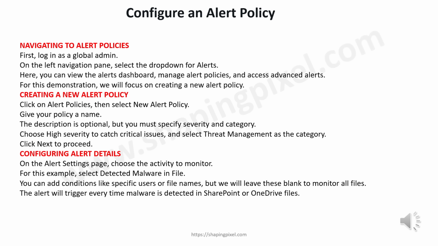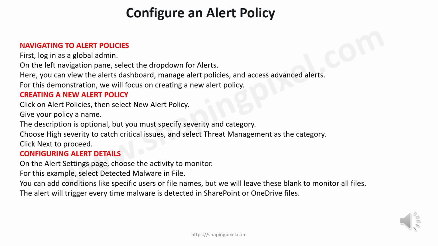First, log in as a global admin. On the left navigation pane, select the drop-down for Alerts. Here you can view the Alerts dashboard, manage alert policies, and access advanced alerts. For this demonstration, we will focus on creating a new alert policy. Click on Alert Policies, then select New Alert Policy.